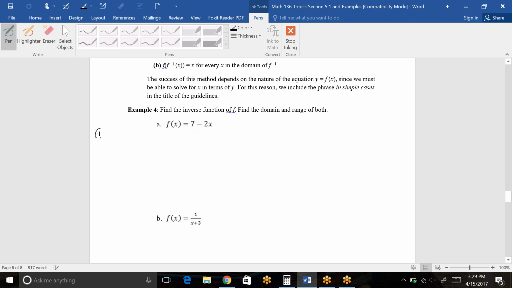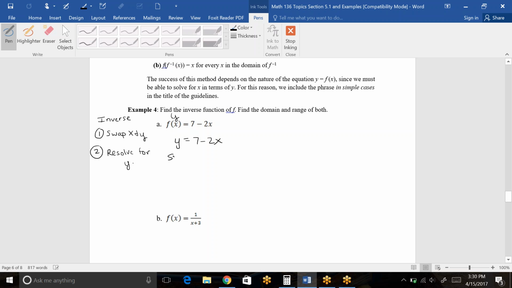So the first step to finding an inverse is to swap x and y. The second step is then to resolve for y. So what I mean by that, we're going to just do two really easy ones. y equals 7 minus 2x.